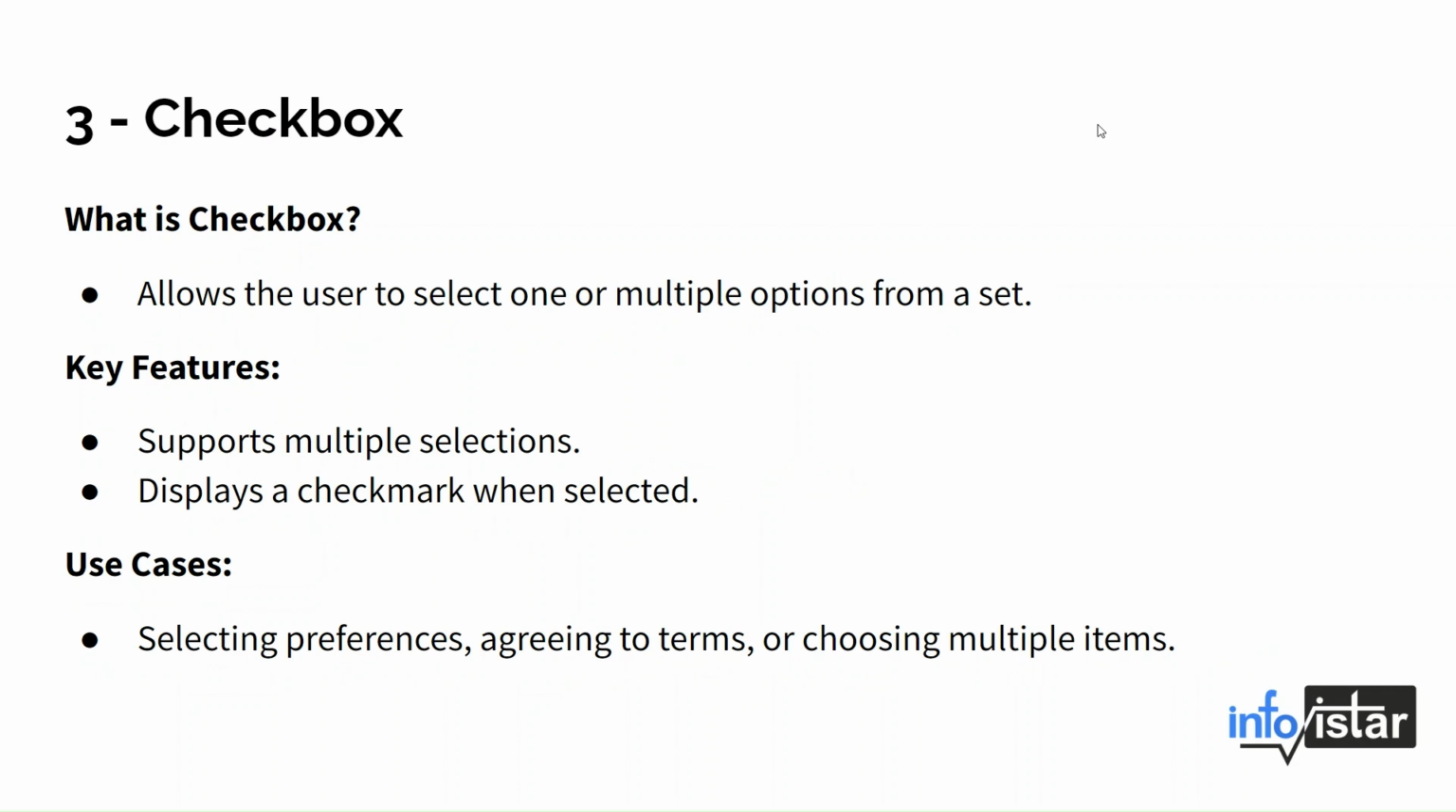Next is checkbox. Checkbox allows users to select one or multiple options from a set. It supports multiple selections and displays a check mark when selected. For example, selecting a preference, agreeing to terms, or choosing multiple items from a list.